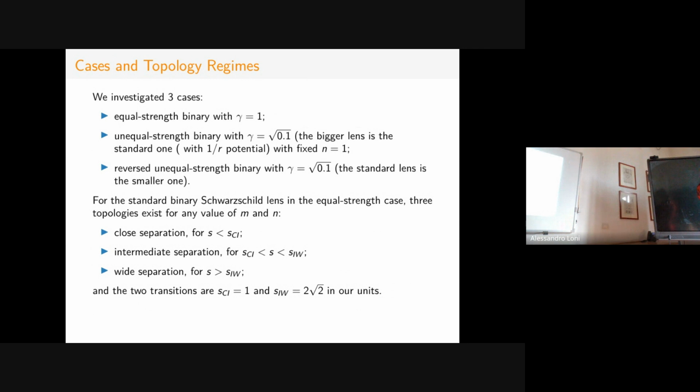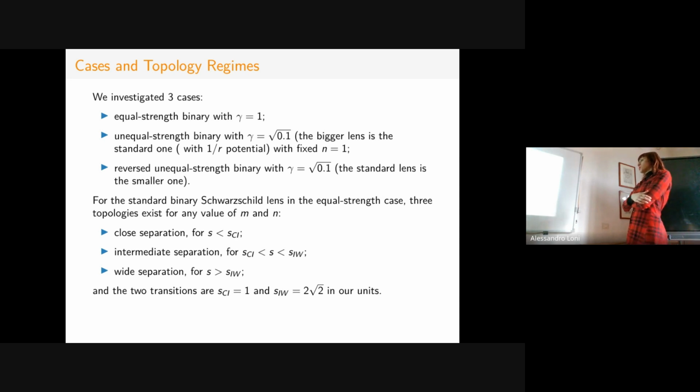So the three cases investigated are the case with gamma equal to 1, which is the equal strength binary. The case with gamma equal to the root of 0.1, which is called the unequal strength binary, where the bigger lens is the standard one. By standard, we mean with an index equal to 1, so with a Schwarzschild metric. And then the reverse unequal strength binary, which has the same value of gamma, but it's called reverse because the standard lens is the smaller one in this case.